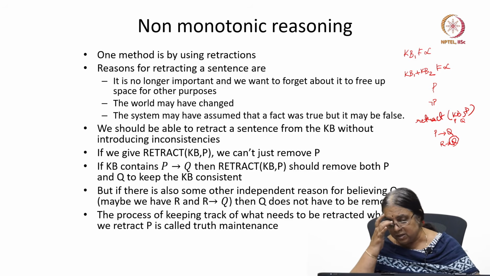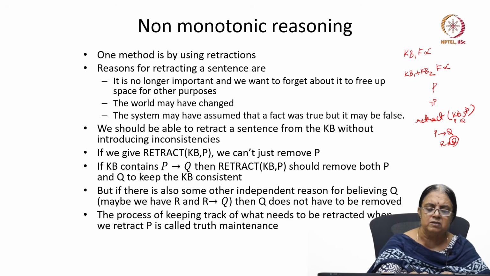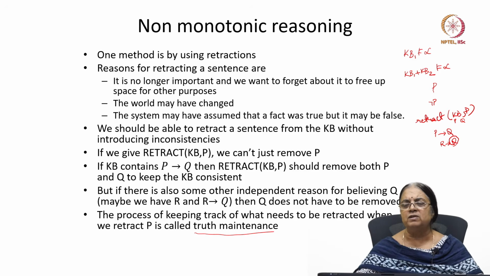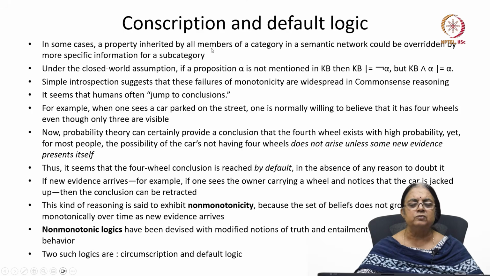Okay, so doing this is what is known as the truth maintenance. Okay, so that's the truth maintenance. You have what is called the truth maintenance system. So when you have a system where facts can be retracted, you have to use a truth maintenance system. Okay. So now we talk about two types of logic which is used. The first one is circumscription and the second one is the default logic.